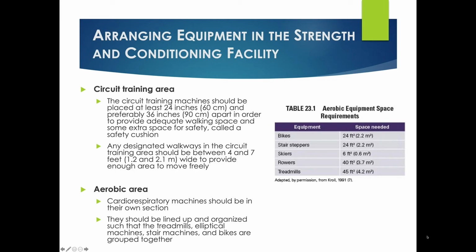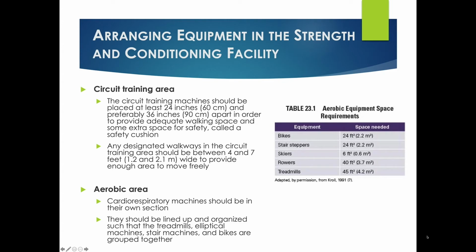Your circuit area. So circuit training is where you use your machines. It's designed, of course, for the machine work to be high reps, low weight, going from machine to machine, but you need ample space for that because there's a lot of people moving through there. It should be placed at least 24 inches, preferably 36 inches apart, in order to provide adequate walking space and some extra space for safety, basically a safety cushion. It says any designed walkways in the circuit training area should be between 4 and 7 feet wide to provide enough area to move freely.